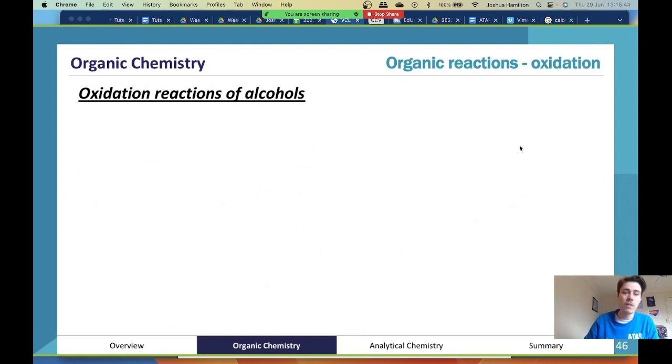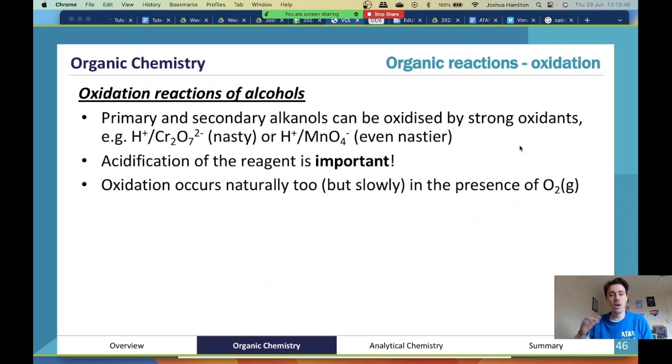Oxidation reactions of alcohols. So alcohols essentially, primary and secondary alcohols or alkanols, same thing, can be oxidized by really strong oxidants. So as you can see here, you need to remember one of these. So H plus with Cr2O7 2 negative, so it's dichromate, or permanganate, a word I can never say right, but it's H plus with MnO4 negative.